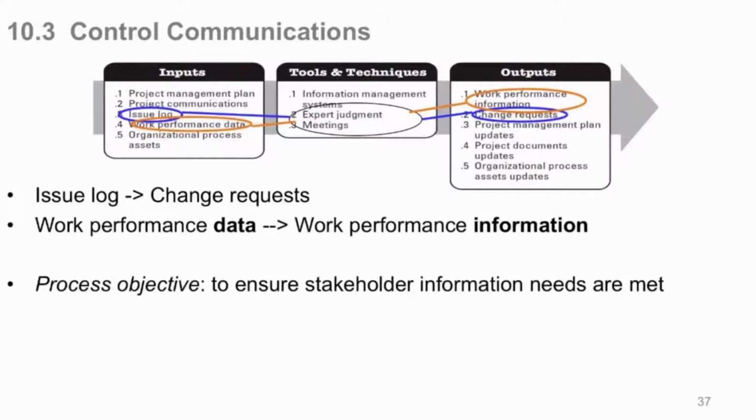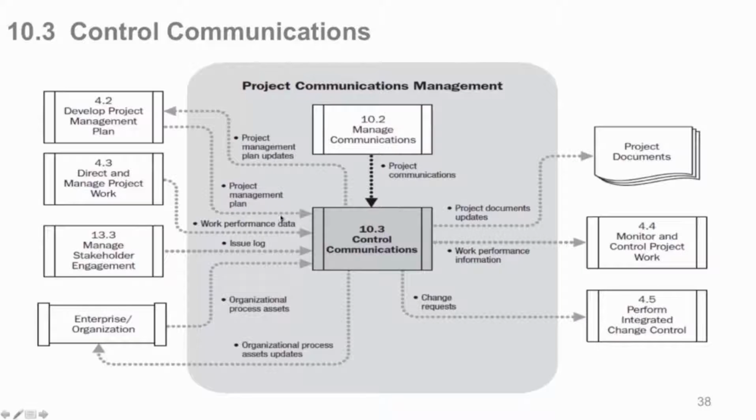Also, work performance data that comes in from various other knowledge areas, not just communications, goes again into your management system perhaps, but certainly expert judgment and meetings will look at that data, and they'll turn that into meaningful information that can be used further out. So these are the two things, issue log, change request, their data into information, and the objective of this whole thing is to still ensure that your stakeholders are getting the information that they need and really nothing more and nothing less.